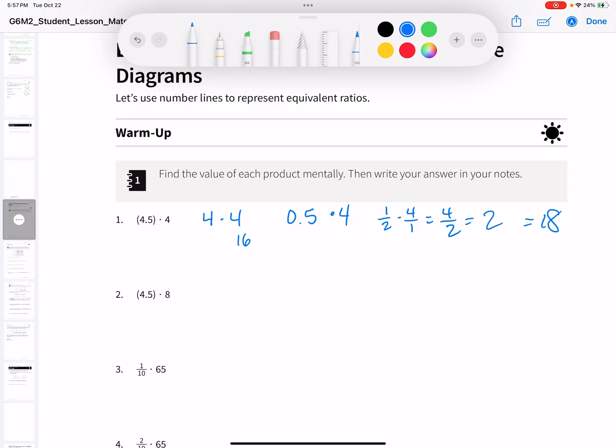The next one is 4.5, or 4 5/10, times 8. I would do the same thing. 8 times 4 is 32. 8 times 5/10, or a half, is 4. So 32 plus 4 is 36.